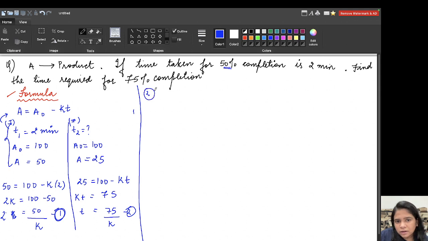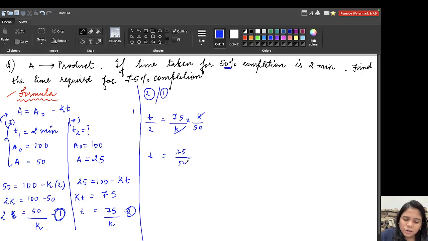Do 2 divided by 1. So 2 is t by 2 equals 75 by k divided by 50 by k. k and k get cancelled. t equals 75 by 50 into 2. So how much will it be? 2 2s are 4, 2 5s are 10, 25 into 3. What is 25? 15, 2, 6, 75. So the answer will be 3 minutes, right?